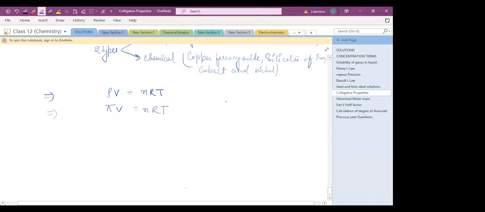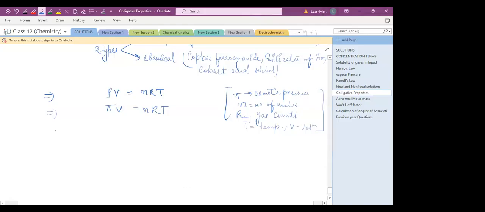So just write it down. What is pi? Pi is osmotic pressure, right? N is your number of moles. R, you know very well what R is, it's the gas constant. T is your temperature, right? And V is volume.